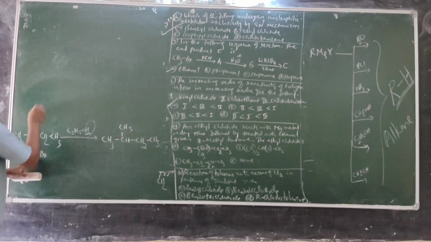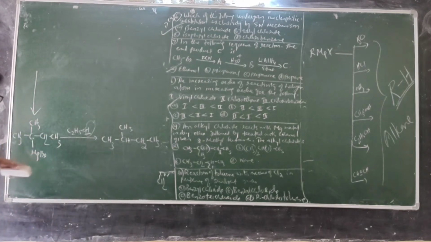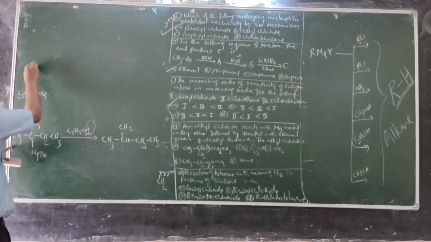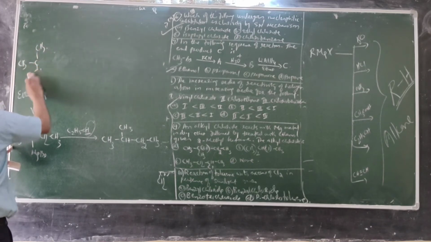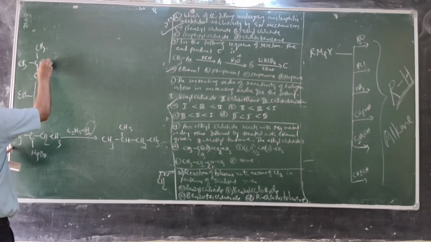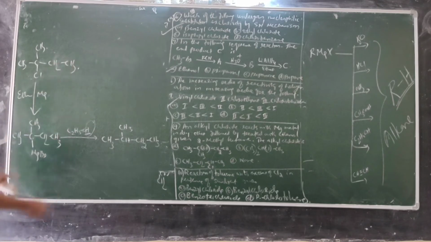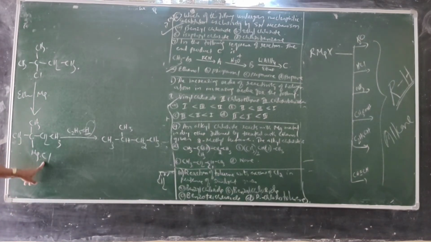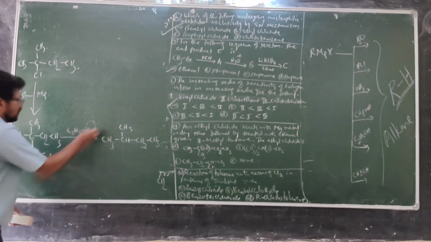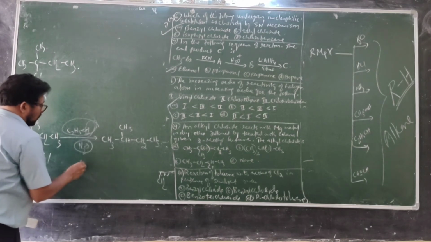Then if you go back further, how is this going to be obtained? Mg and ether, and that alkyl halide was CH3 CH2 Cl, maybe chloride. So now once again go in this direction, Cl, Mg, ether, MgCl, correct? Then the protonating species, this or any other thing.